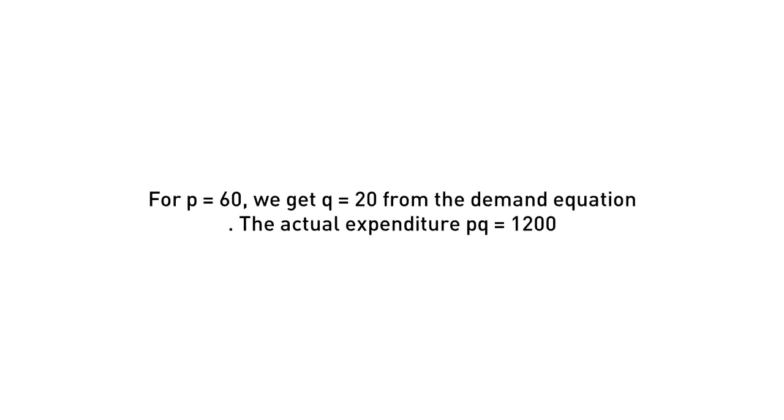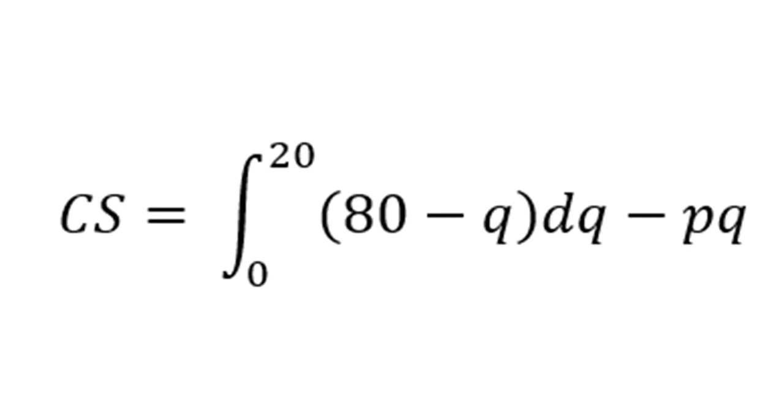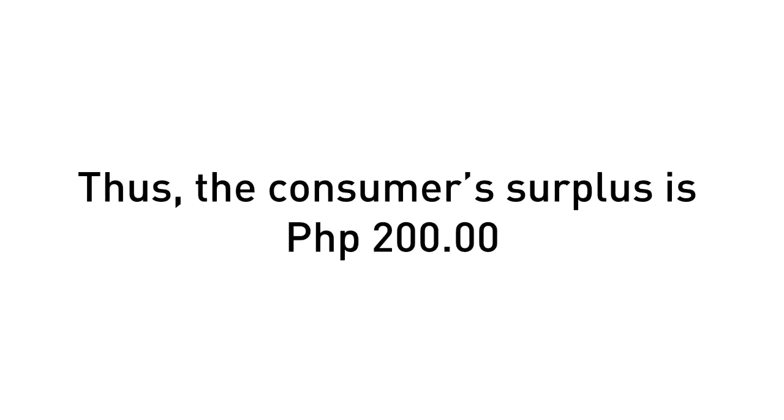Solution. For P is equal to 60, we get Q is equal to 20 from the demand equation. The actual expenditure PQ is equal to 1,200. Now, CS is equal to the integral from 0 to 20 of 80 minus Q multiplied by DQ, minus PQ, is equal to 1,400 minus 1,200 is equal to 200. Thus, the consumer's surplus is 200 pesos.